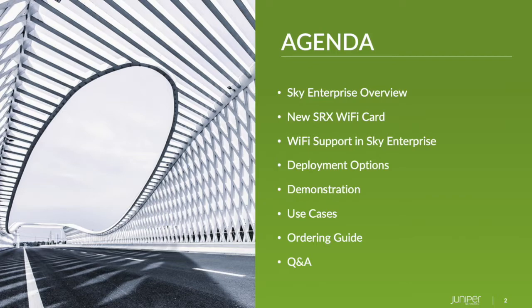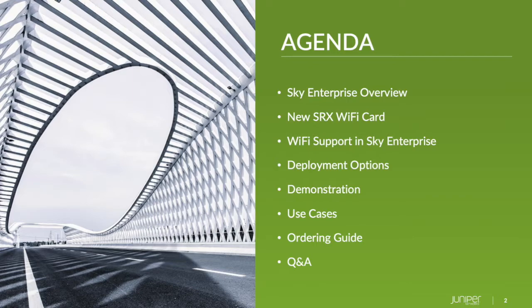So our agenda for today, we're going to do a little bit of an overview for those that have not joined before or have not used SkyEnterprise, talk about what it is. Then we're going to jump right into what is the new SRX Wi-Fi card, a slide or two on what the new card looks like, how many clients it supports, radios, antennas, Junos version, and those types of things. And then we'll go into SkyEnterprise support of that card: what SkyEnterprise provides, automatic detection, menu items, and things that show up once we've detected the card, features for the config, and monitoring.